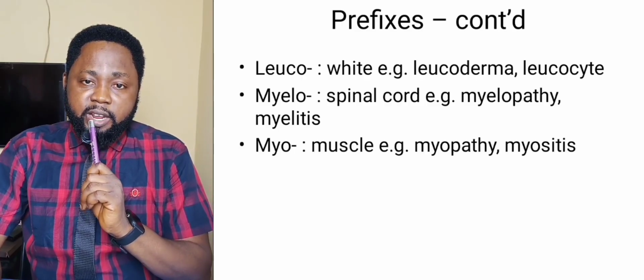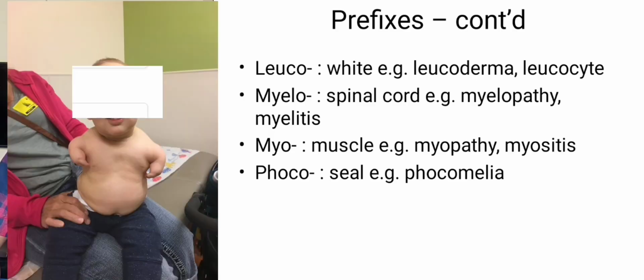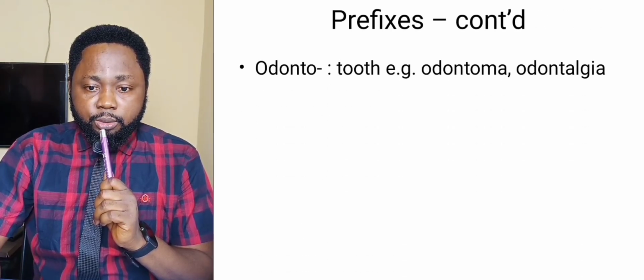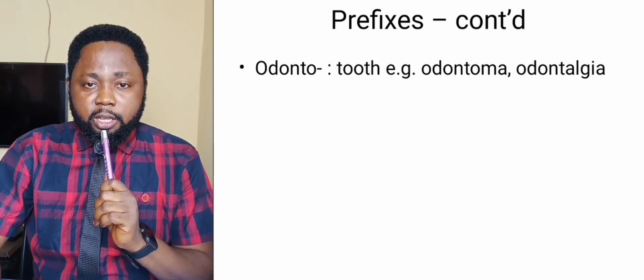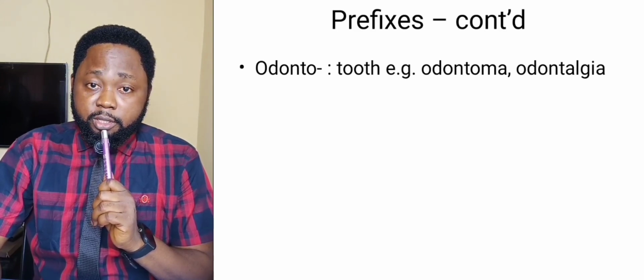Phoco refers to seal. The seal is actually a semi-aquatic animal which has short limbs, which it uses to swim in water. So an example is phocomelia. So phocomelia literally means seal limbs, that is short limb. Odonto refers to tooth. Examples include odontoma, which is a benign tumor of the developing teeth. Odontalgia means pain emanating from the teeth.